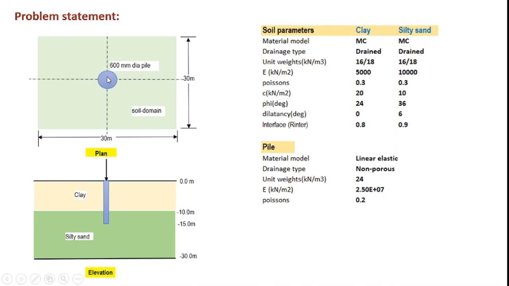So for this tutorial we consider a bored cast in situ concrete pile of diameter 600 mm and length 15 meters. The pile is constructed in a strata which consists of two soil layers, a clay layer which extends for 10 meters and the balance, that is 20 meters, consisting of silty sand.